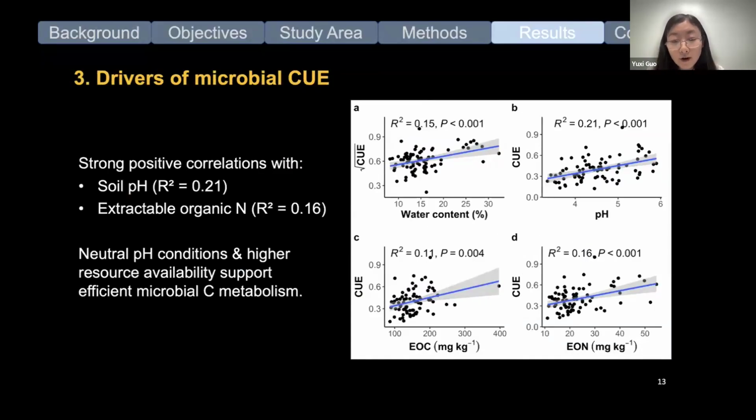So through the regression analysis, we identified several key drivers of microbial CUE. The strongest relationship was with soil pH, explaining 21% of the variation in CUE. This suggests that the more neutral pH condition in managed pastures helps to support efficient microbial carbon use. We also found significant positive relationships with resource availability reflected by the extractable organic carbon and nitrogen.